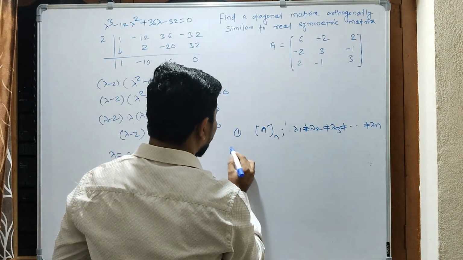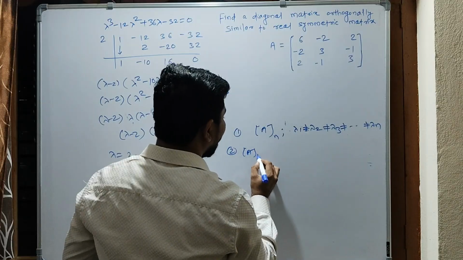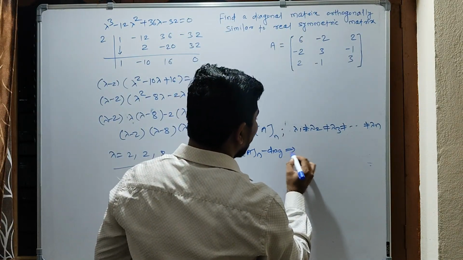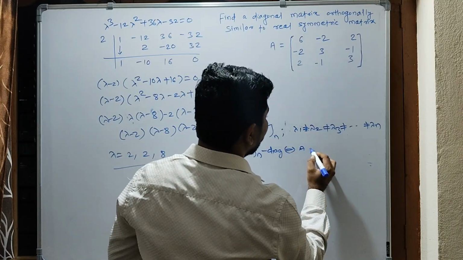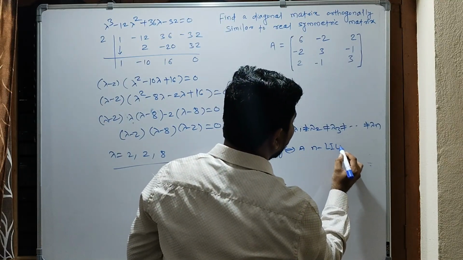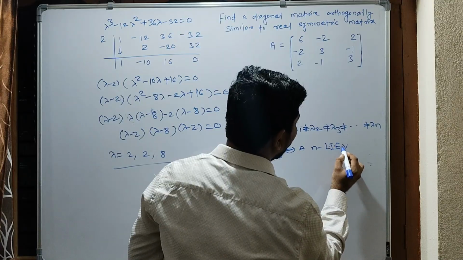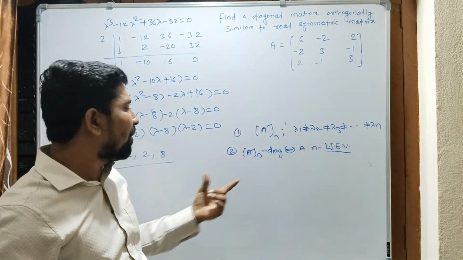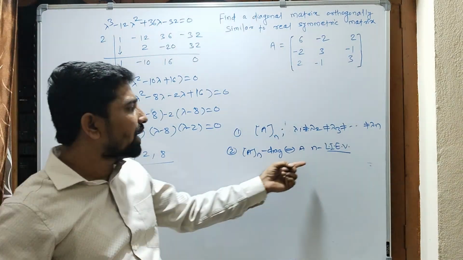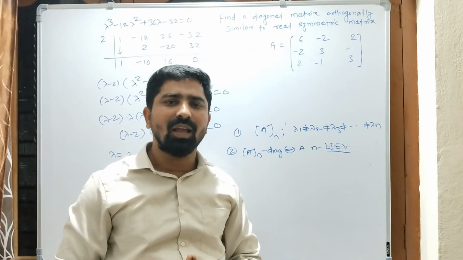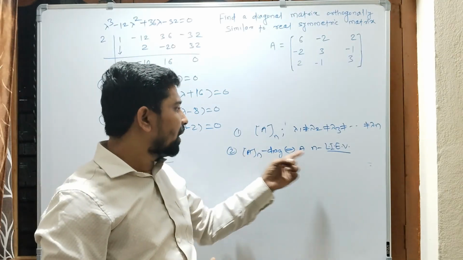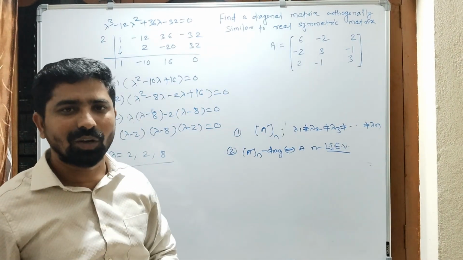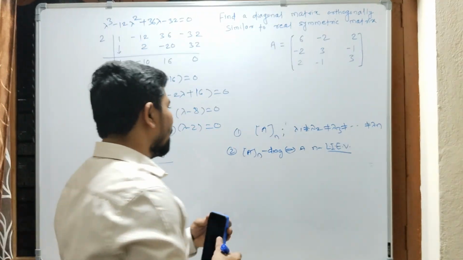And the second result: a matrix A of order n is diagonalizable if and only if A has n linearly independent eigenvectors. Here the matrix A is of order 3. So now I have to check whether this matrix A has 3 linearly independent eigenvectors or not. If it has 3 linearly independent eigenvectors, then this matrix is diagonalizable. That is what I want to check here.